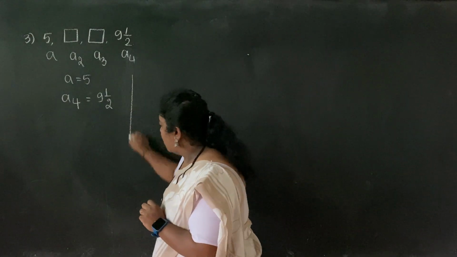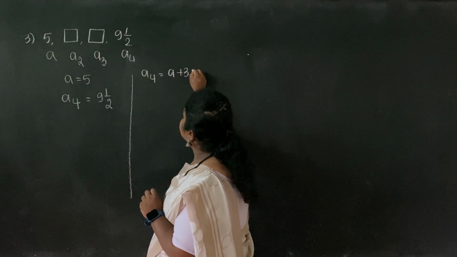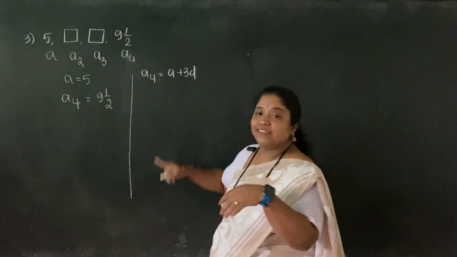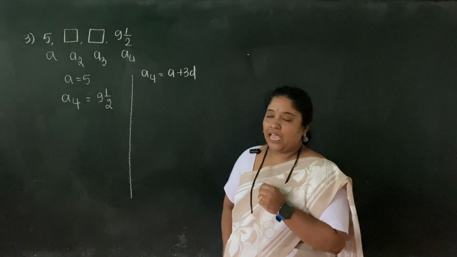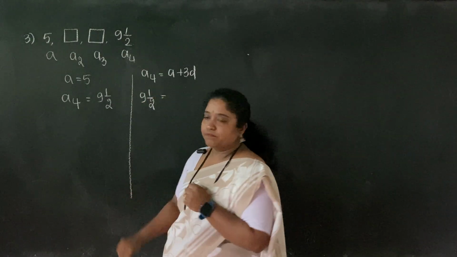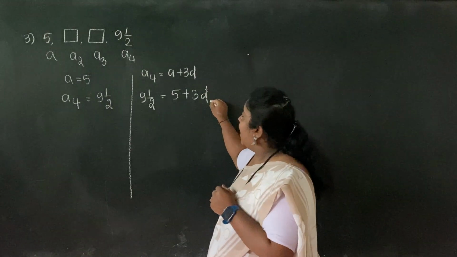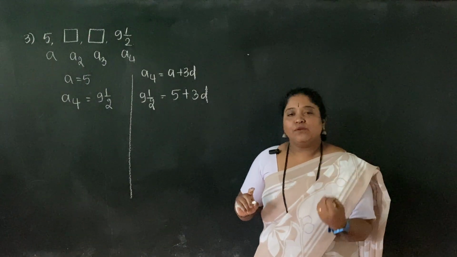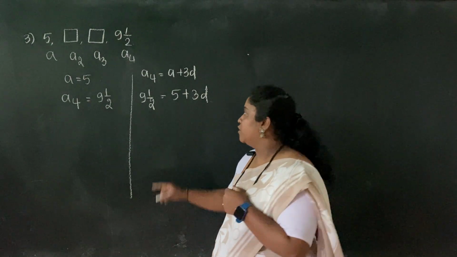Okay, use your common sense, dear. A4 can be written as A plus 3D. Do you remember? Yes or no? Whatever the n value is, one less than that, we are going to multiply with D. So A4 is equal to A plus 3D. Now A4 is 9 integer 1 by 2. A is already provided, 5 plus 3D. By this equation, it becomes very easy for me to calculate the D value. Once I know the D value, surely I can go with the arithmetic progression, isn't it? Fine. Look at the board.